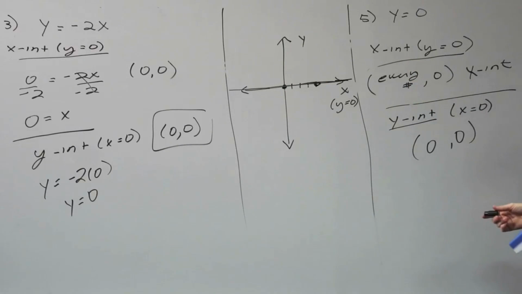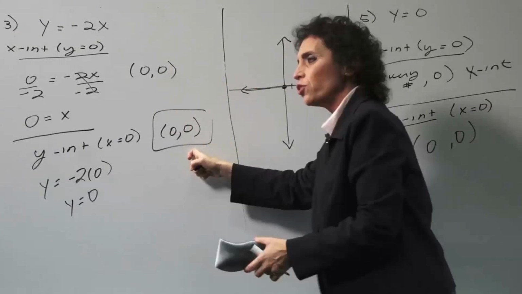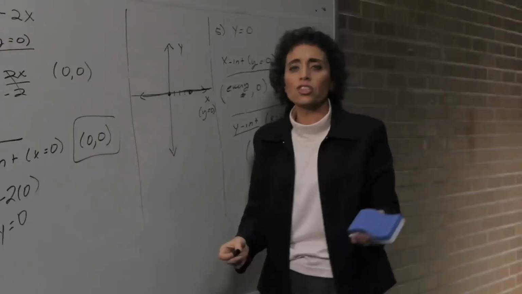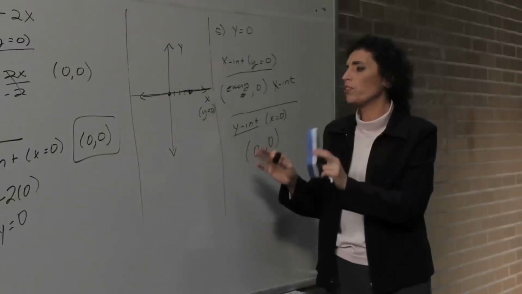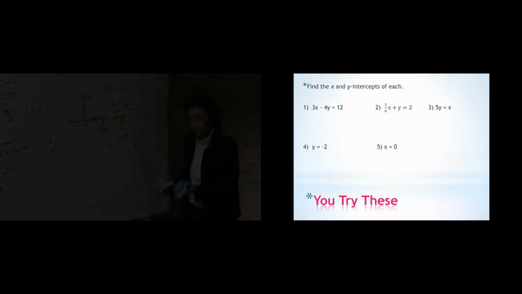All right, so now you know how to solve these algebraically. If you want the x-intercept, you make y 0. If you want the y-intercept, you make x 0. Now before we see why it's useful, which we already see, we can get some points, let's have you try some.